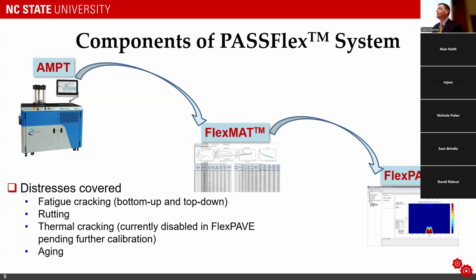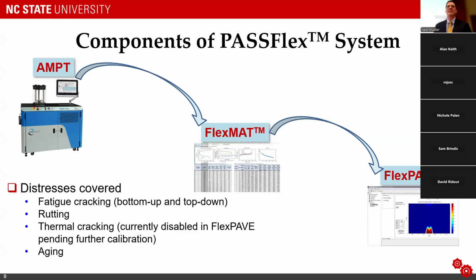The first component of the system is labeled here as AMPT. That stands for Asphalt Mixture Performance Tester. It was actually named when it first came out as the Simple Performance Tester, and they tried to put it into production labs, and they realized it wasn't so simple.